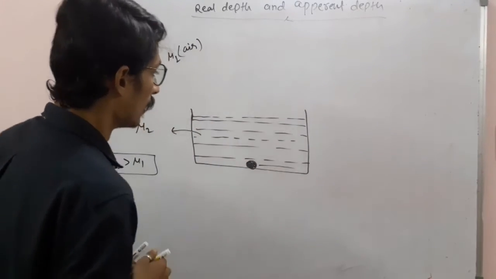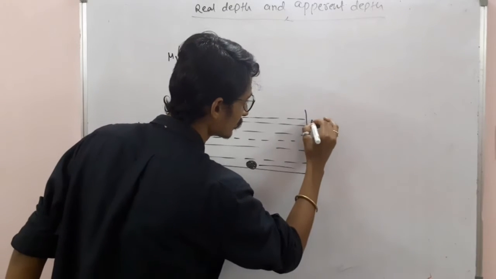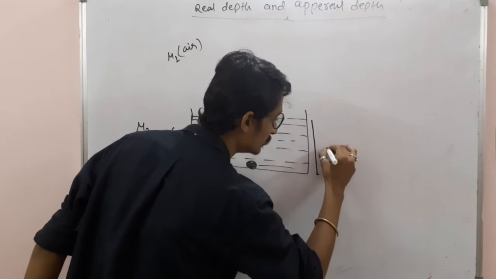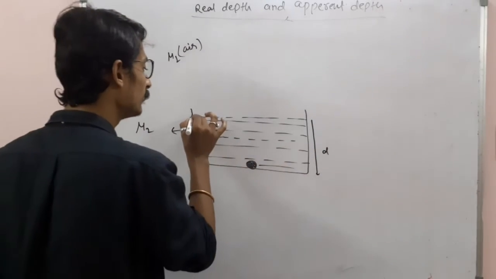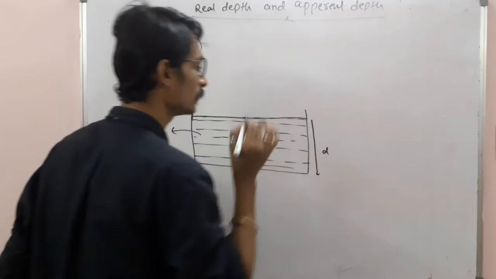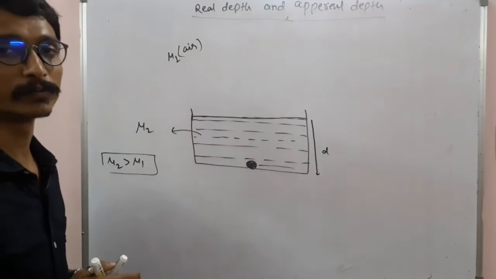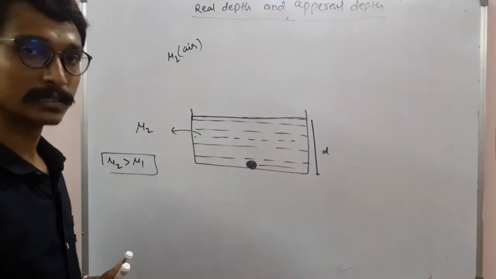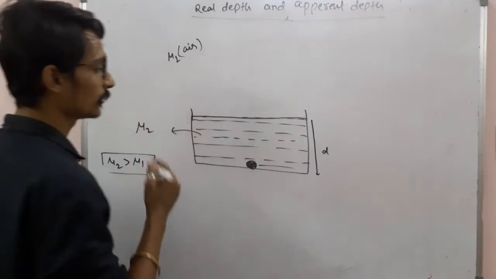Now, suppose we take a variable like this. Suppose the depth of this coin is d. Remember, everything will be measured from this upper surface, from the surface. And let the depth of the coin be D. Okay. So now draw the ray diagram.